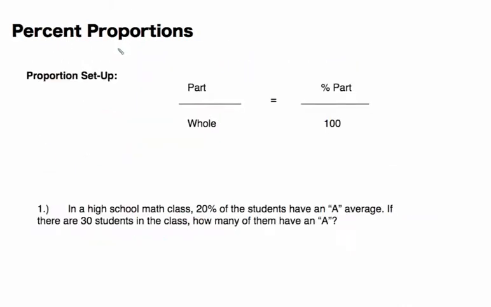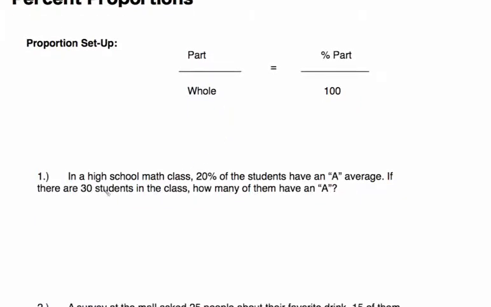And we have the percent proportions on the next page. Okay, so percent proportion setup: part over whole equals percent over 100. Let's make sure we can pick those out. Okay, in a high school math class, 20%, well, that's going to be the percent. All right, that's going to go up here, of the students have an A average. If there are 30 students in the class, how many of them have an A?